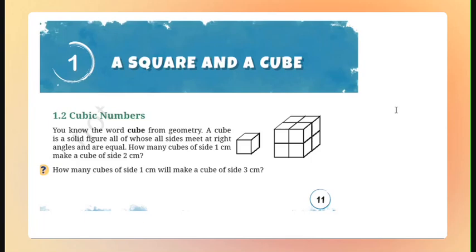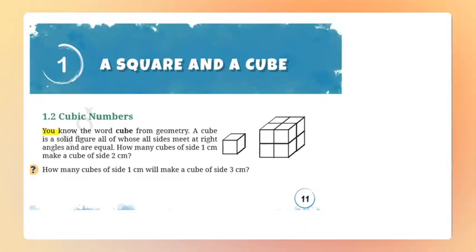Hello kids, we are doing chapter number 1, A Square and a Cube of Ganita Prakash class 8, and in this video today we are going to cover the topic 1.2, which is cubic numbers. You know the word cube from geometry. A cube is a solid figure, all of whose sides meet at right angles and are equal.